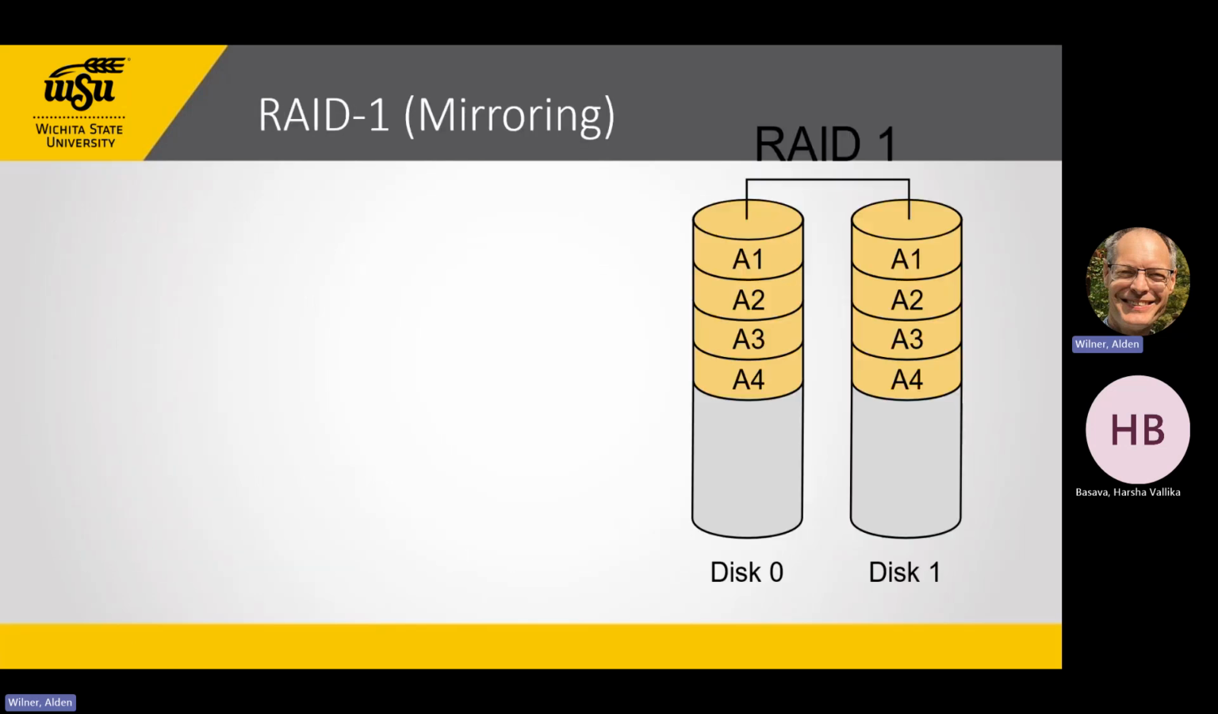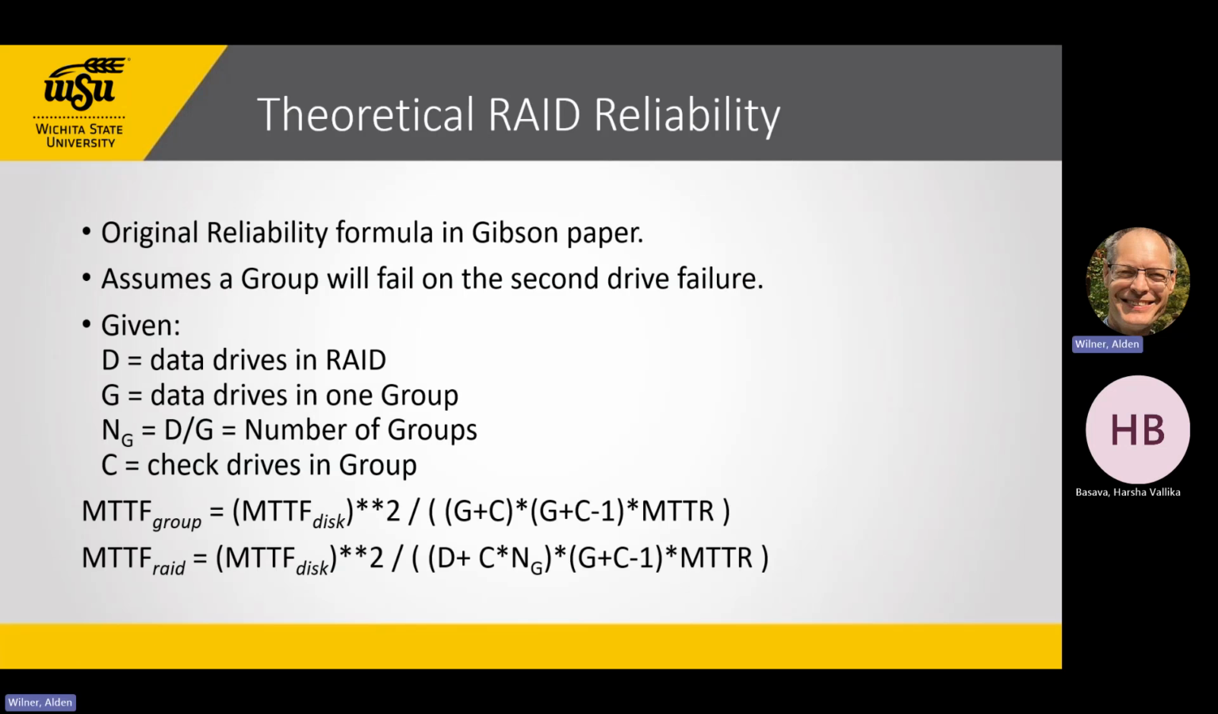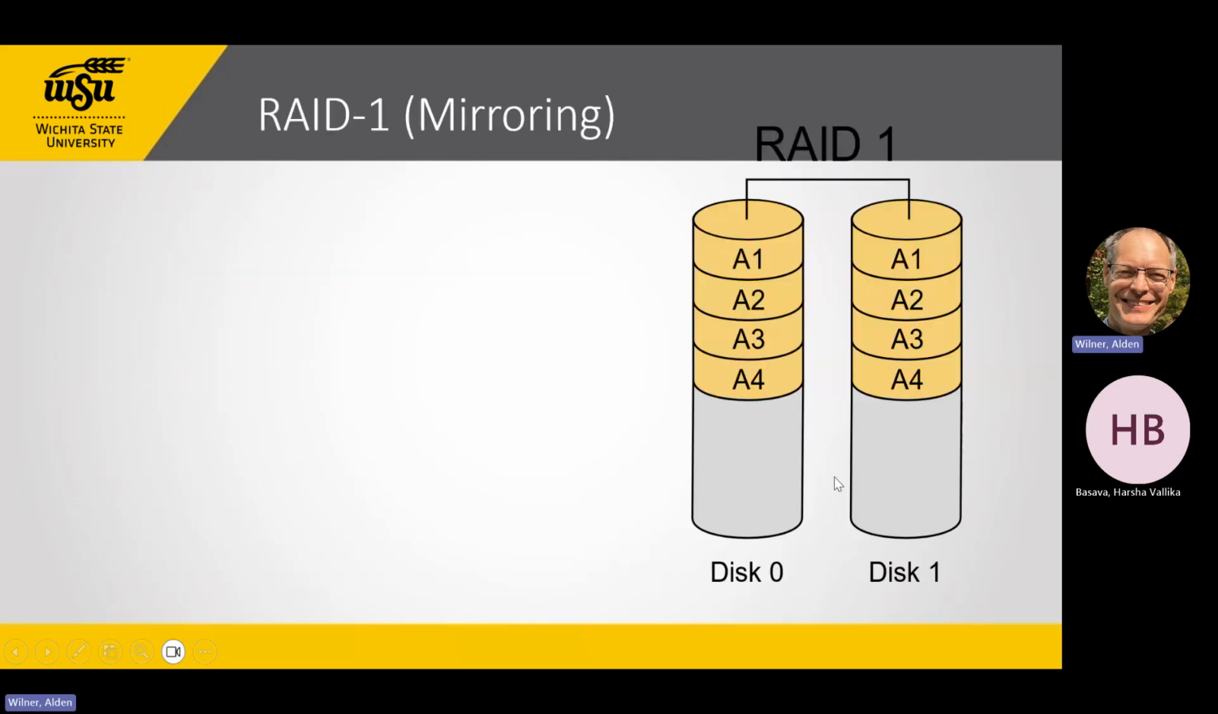RAID 1 mirroring, the mean time to fail for the overall RAID. Here we go. Mean time to fail for a disk squared. This is the total number of drives in the RAID. And this is the number of drives in that group where the first drive failed. And then multiply by mean time to repair.